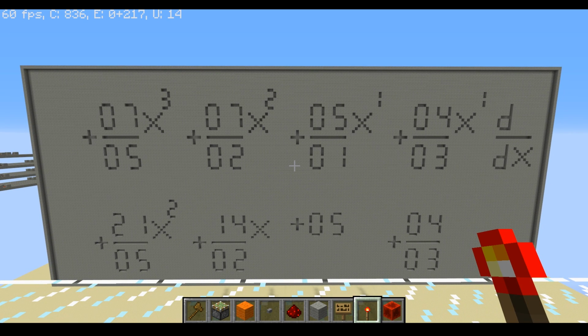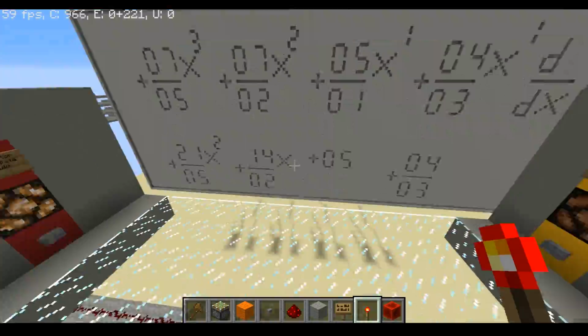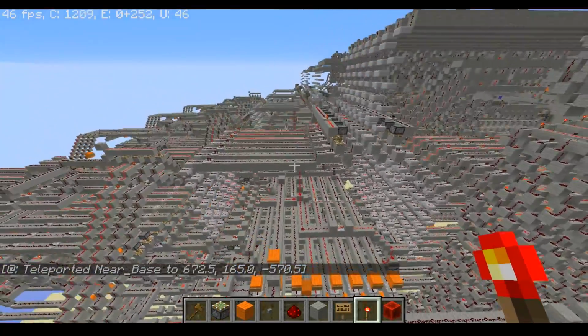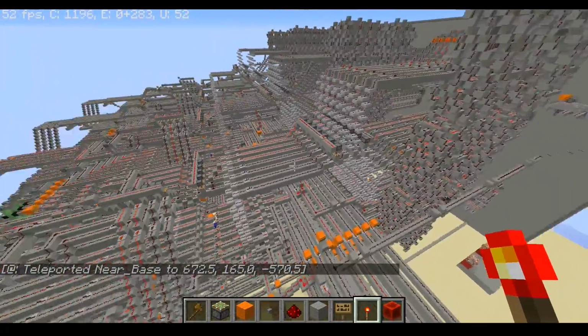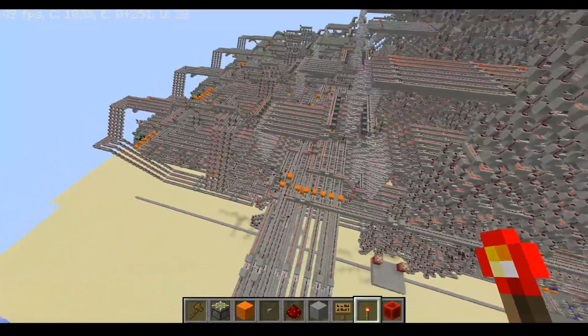Hello everyone, today I'm going to be showcasing my Minecraft Redstone integral and derivative calculator. It's been a long time in the making. It took a while to build and debug, but it's finally done. And in this video I'm going to be going over how it works.